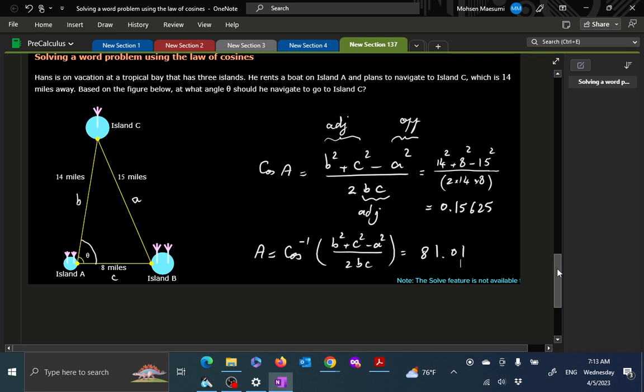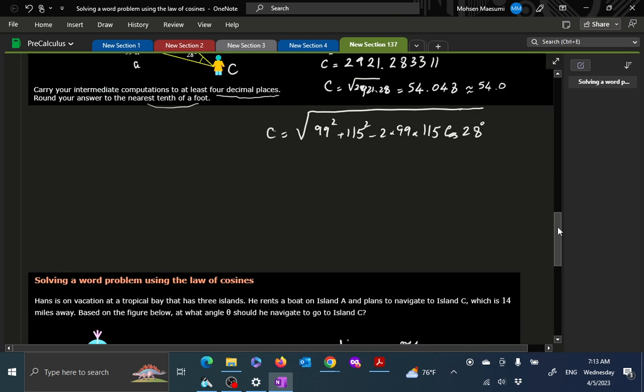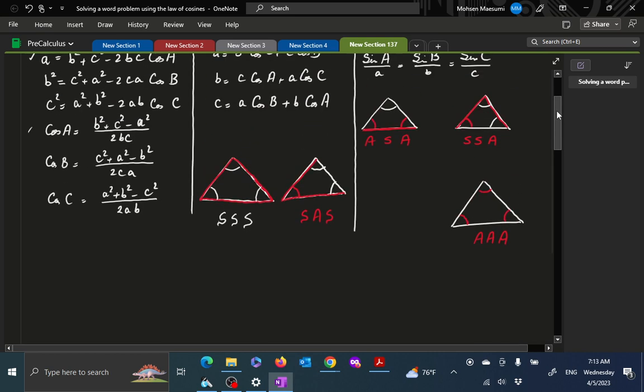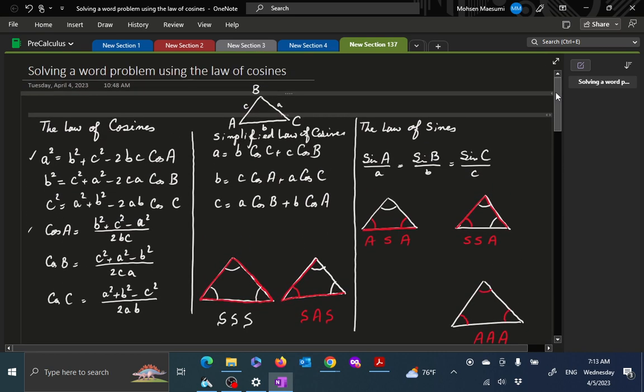Okay, so these two problems were straightforward. Not much was requested in either of them. So just remember, if you have side, side, side, the law of cosines is applicable. Side, angle, side, also law of cosines. After the very first step, you can apply the law of sines or the simplified law of cosines to find the remaining quantities, either way. And we had previously looked at the law of sines in a similar context.